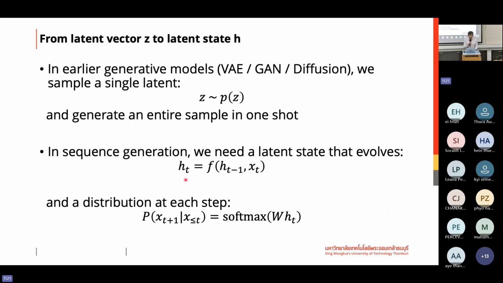Okay, we are going to do this. Have the function that takes in h t minus 1, the previous vector.